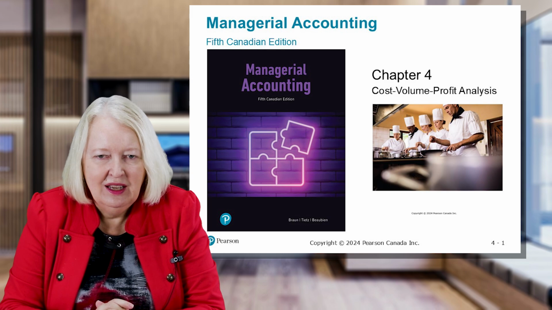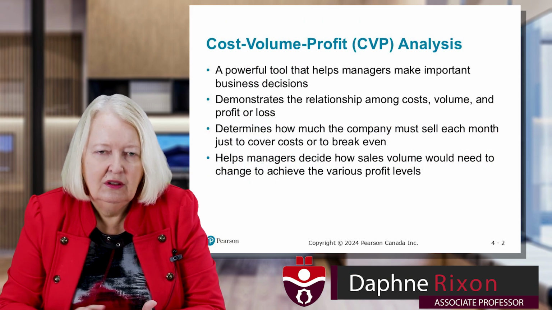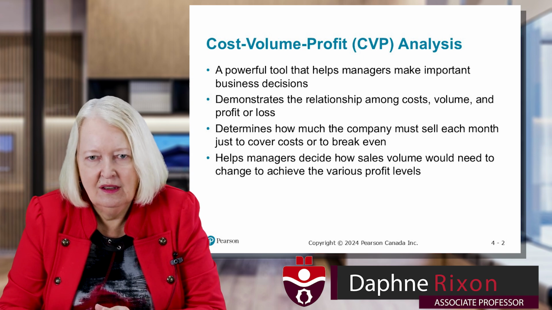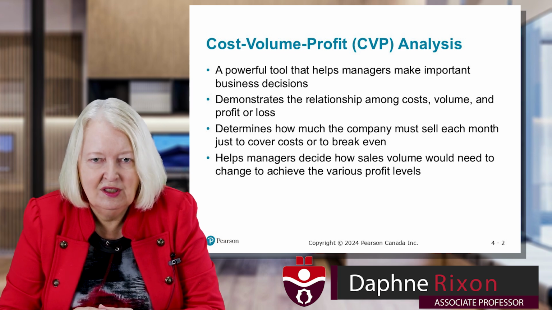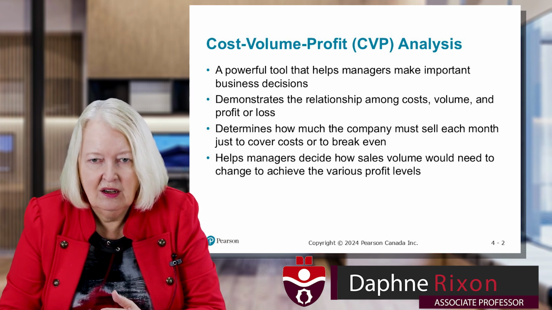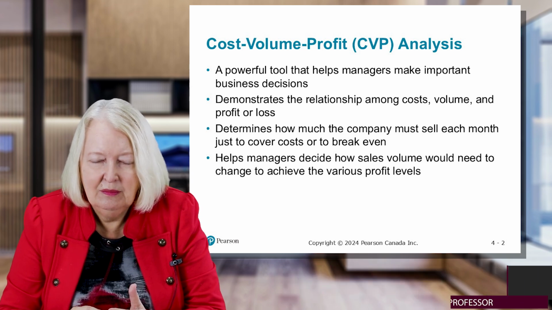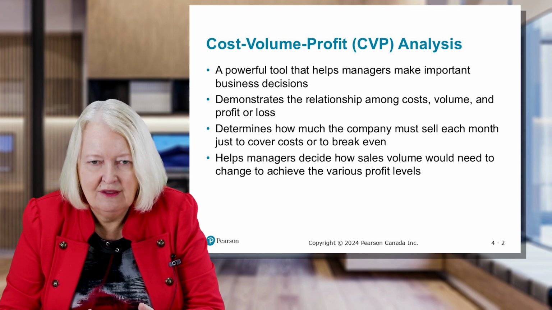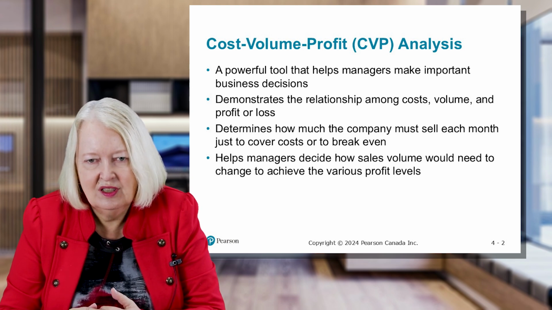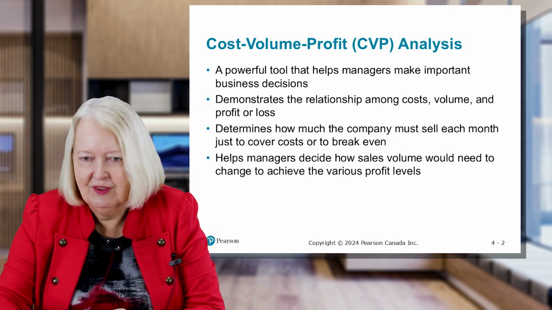So chapter 4, cost volume profit analysis. With this chapter, you're using cost volume profit, or as we call it, CVP, and it's a very useful tool. It helps managers make decisions, demonstrates the relationship between costs, volume, profit and loss, and it helps the company determine how much they need to sell each month just to cover their cost or break even. And then it helps managers decide how sales volume would need to change to achieve various profit levels.